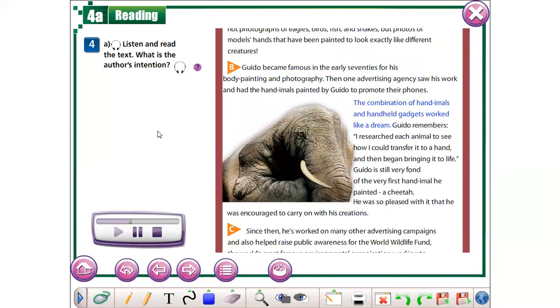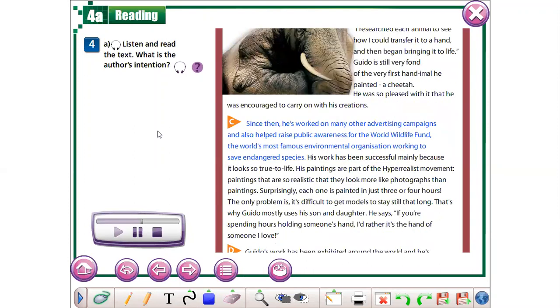The combination of handimals and handheld gadgets worked like a dream. Guido remembers: "I researched each animal to see how I could transfer it to a hand, and then began bringing it to life." Guido is still very fond of the very first handimal he painted, a cheetah. He was so pleased with it that he was encouraged to carry on with his creations.